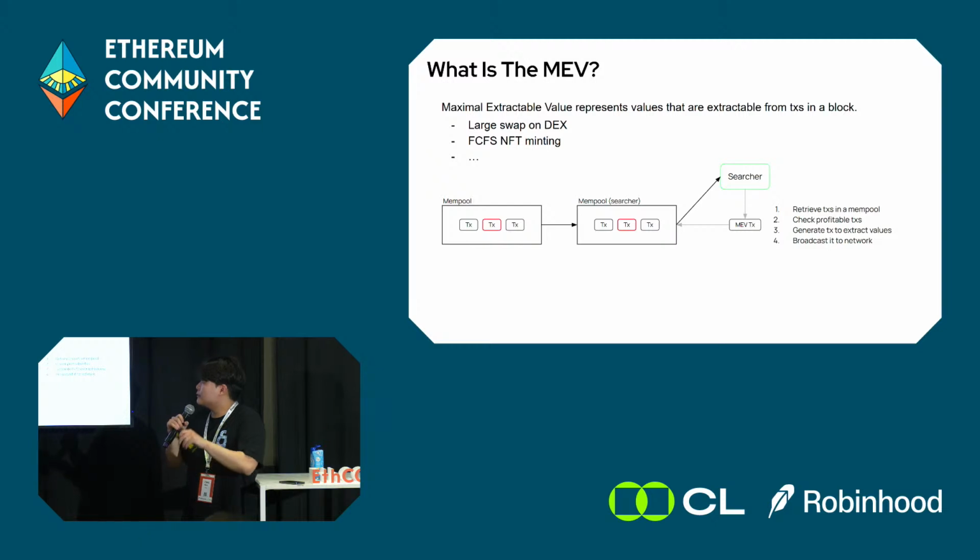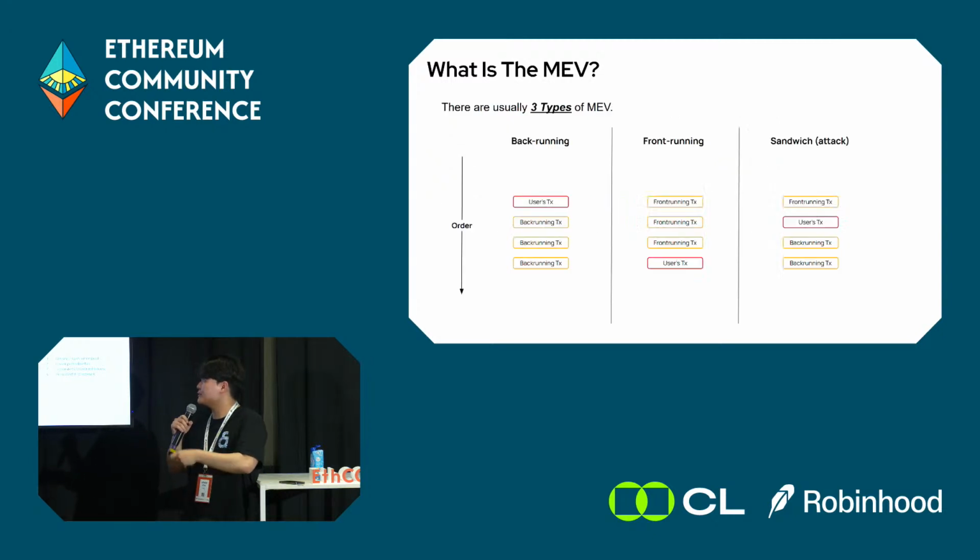Here, the red box transaction is the user transaction, and if the arbitrageur or searcher finds the transaction profitable, then they can make a back-run transaction or any other transaction that can extract value from the user transaction. They can broadcast the MEV transaction to the mempool and to the network, and it can be mined and earn the profit from the user transaction.